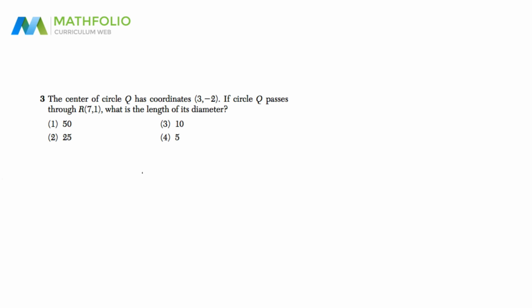Okay, so this is question number 3. In this question we're told the center of a circle Q has coordinates of 3, -2. So let's take a look at what this means. If we've got an X and a Y axis, and a circle plotted here, the center is going to be at 3, -2. And circle Q passes through 7, 1. 7 might be all the way out here and 1 is here. So basically the circle passes through this point.